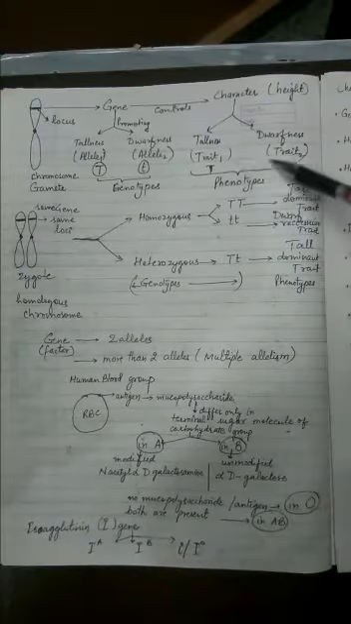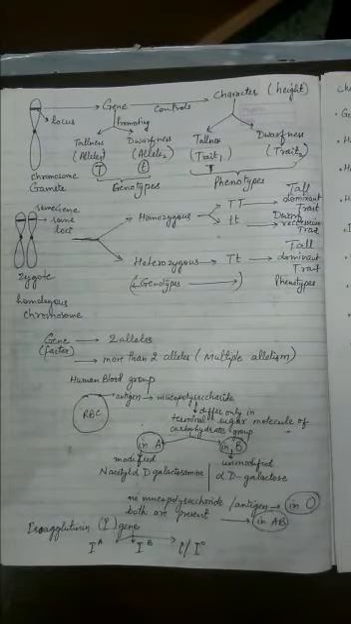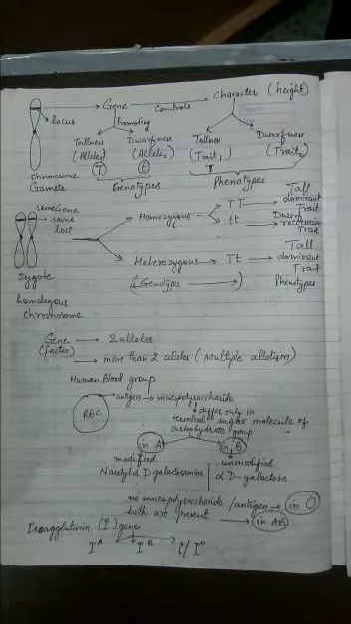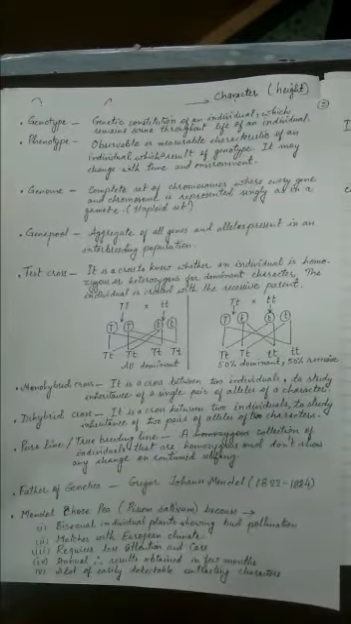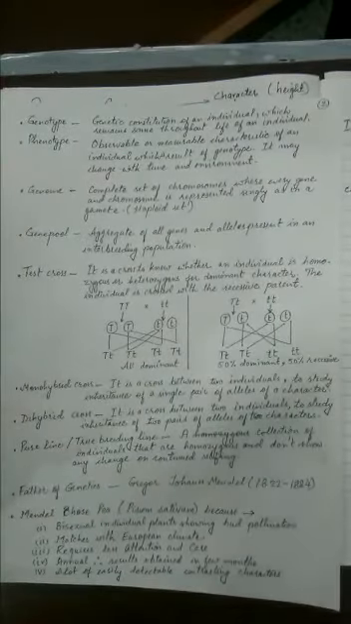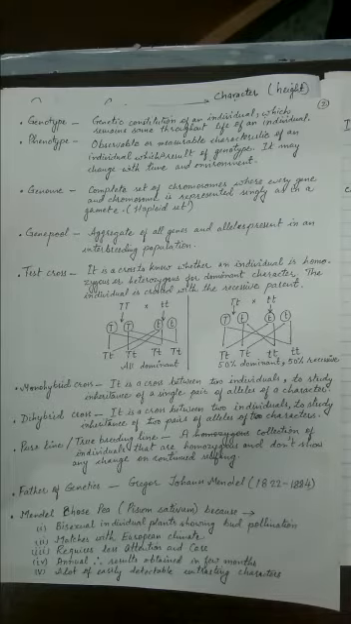Characters or the traits are the phenotypes. Now, how do you define phenotype? Phenotypes are the visible features. Let's see here. What is phenotype and what is genotype? The second definition there: the observable or measurable characters of an individual which is the result of the genotype.